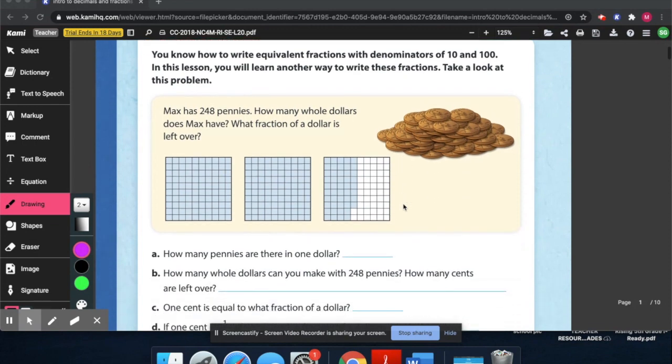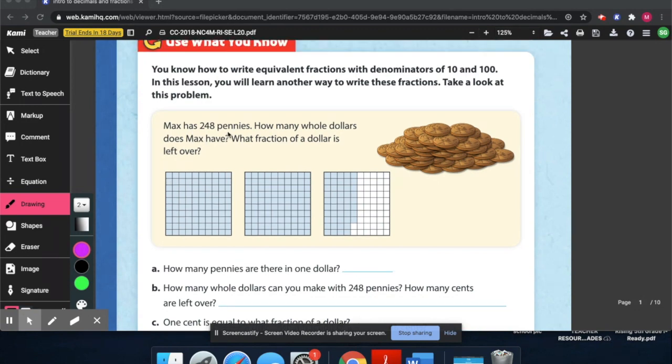Today, we're going to just dive on in because we already know our place value for what's in front of the decimal and what's behind the decimal. And it's going to come into play, and you're going to hear that same vocabulary as I answer these questions and you follow along. Max has 248 pennies. How many whole dollars does Max have? What fraction of a dollar is left over?